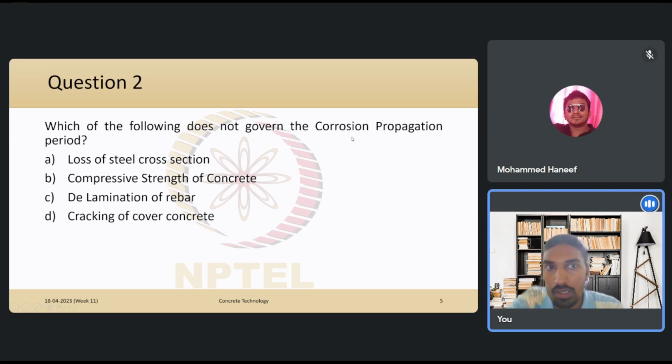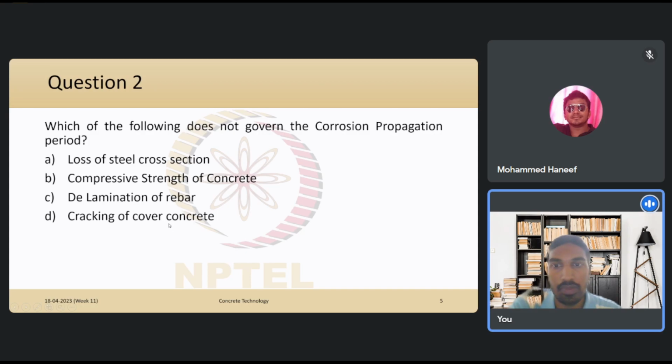Here we are talking about the corrosion of the rebar. Corrosion propagation is governed by loss of steel cross section: the diameter of the steel rebar will reduce as corrosion propagates. There will be delamination of rebar. Delamination is the removal or erosion of the protective covering provided on the surface of the rebars. And there is cracking of cover concrete.